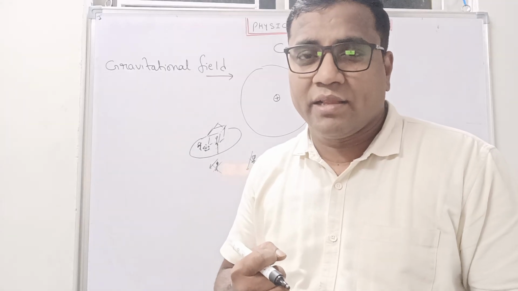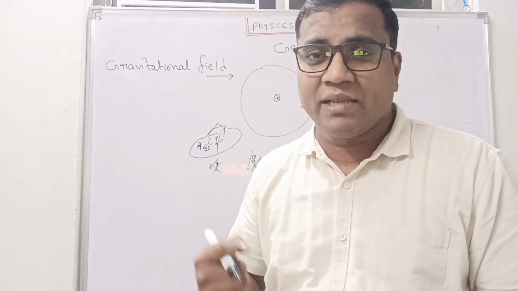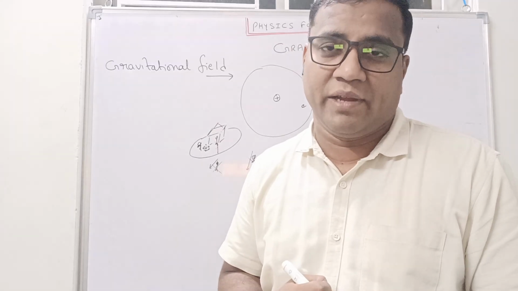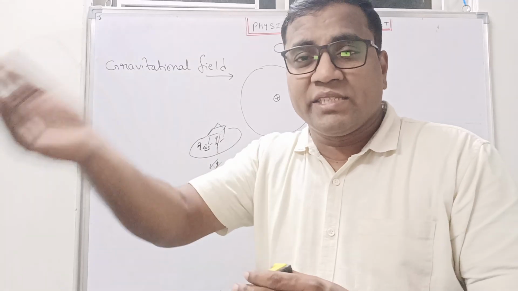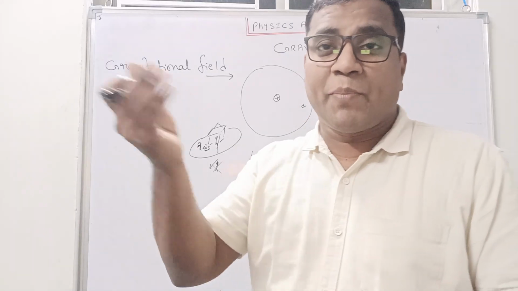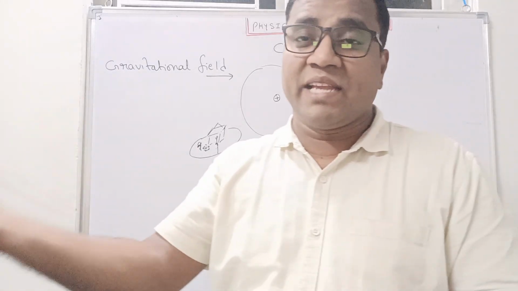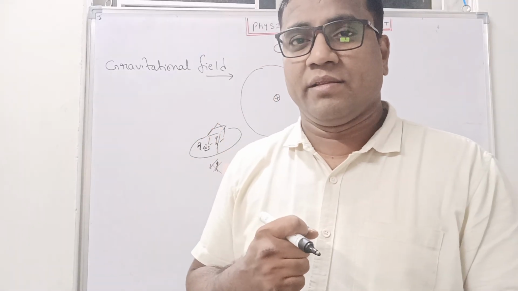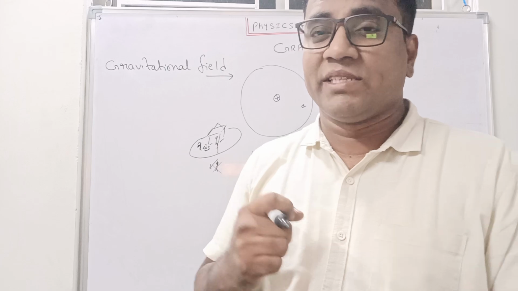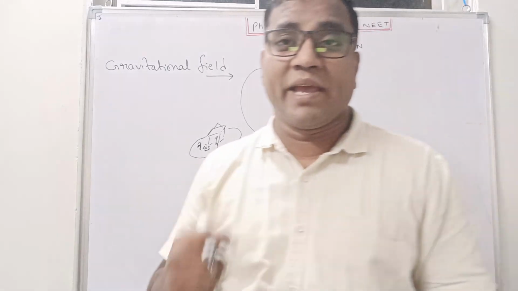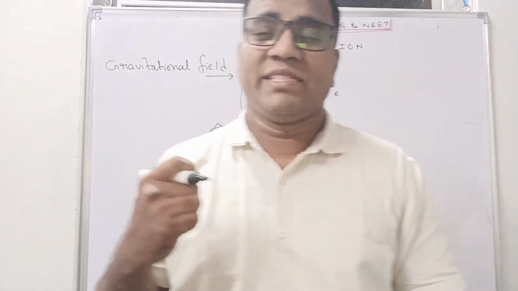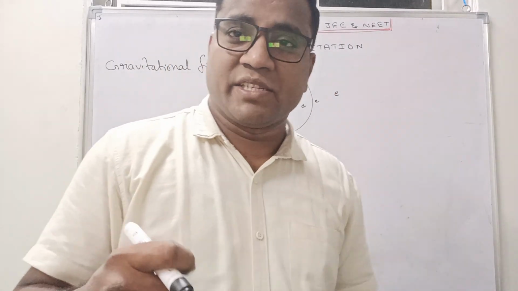I hope you understand, right? The space surrounded by a mass where it can show its effect is called gravitational field. Out of the region, it cannot able to show. When the particle or when the mass, another mass is entered into this region, so it can able to show its effect. This phenomenon is called gravitational field.